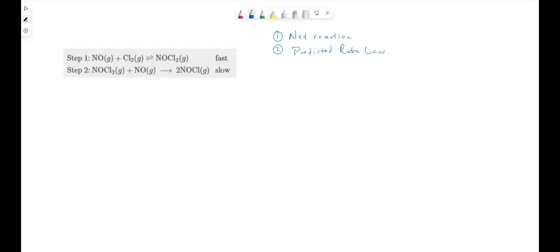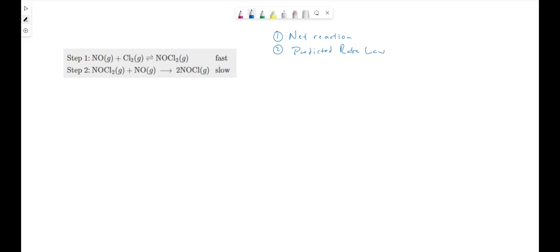Okay, so let's do one of these examples from scratch. So we have this proposed reaction mechanism, 2 steps, and what we want to be able to deduce from those 2 steps, some information about the reaction, is 1, the net reaction, the overall reaction, which is pretty straightforward, and 2, the predicted rate law. But remember, we want to make sure that the predicted rate law is in terms of the species that are in the net reaction, just like we did in the previous video.